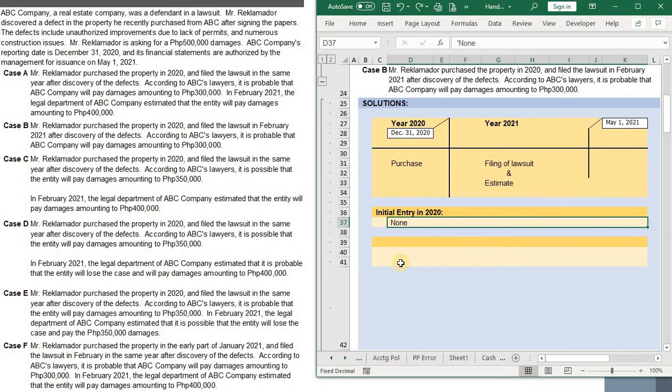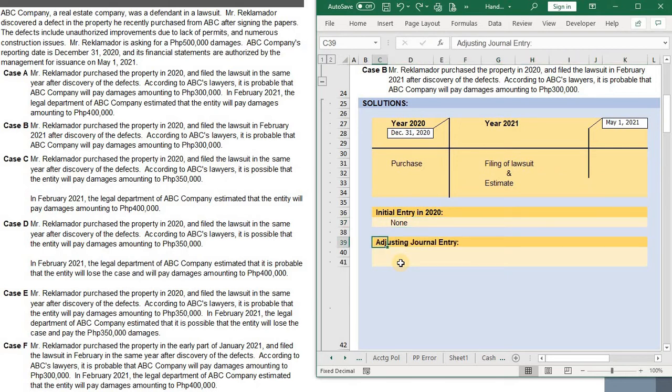So let us now prepare the adjusting journal entry in 2020. Again, this will be made in 2021, but it will be recorded in the books for 2020, dated December 31, 2020. So the journal entry would be a debit to loss on lawsuit for 300,000 pesos and a credit to estimated liability on lawsuit for 300,000 pesos. Again, these are adjusting journal entries because the events are adjusting events related to the purchase made in 2020.